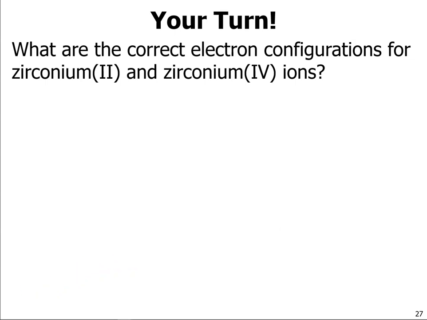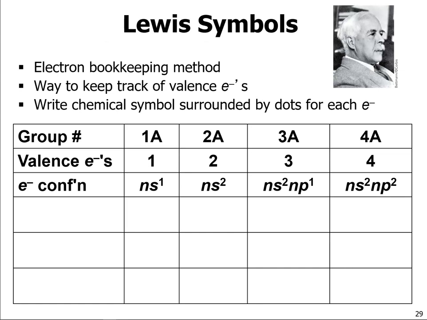Now that we have a little bit of experience with electron configuration and what those things mean and where electrons are found, I want to introduce you to this new idea called Lewis symbols, or Lewis structures. This is really a bookkeeping method, an accounting method, for the valence shell electrons, so the electrons in the largest principal quantum number shell.